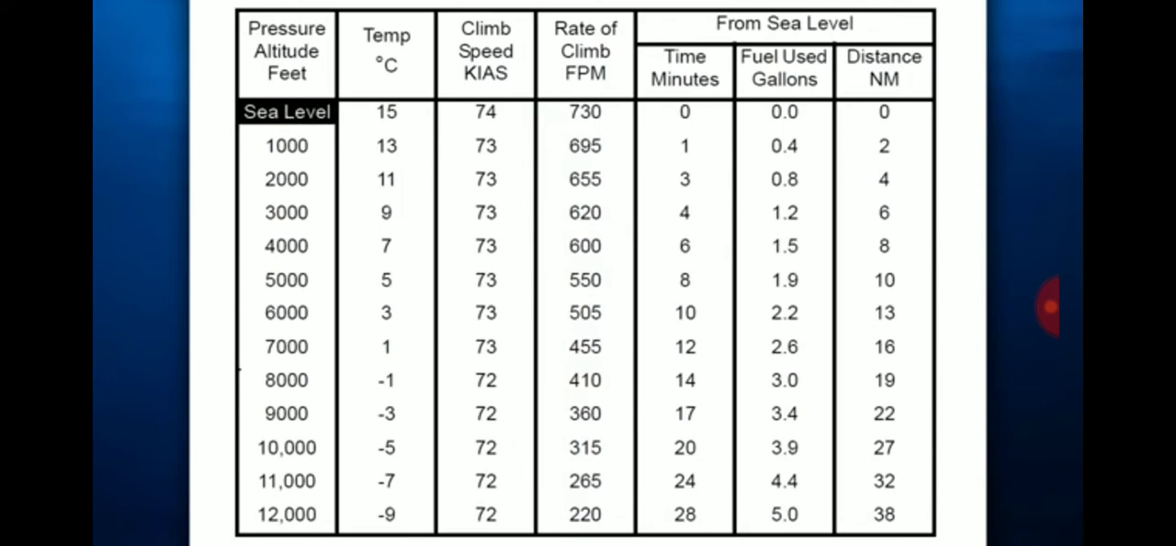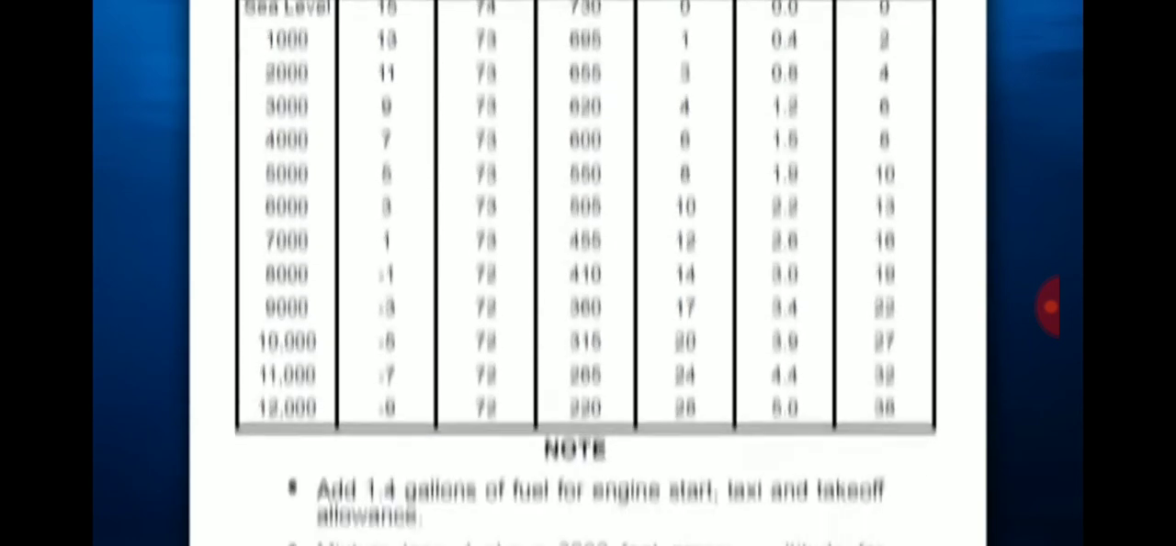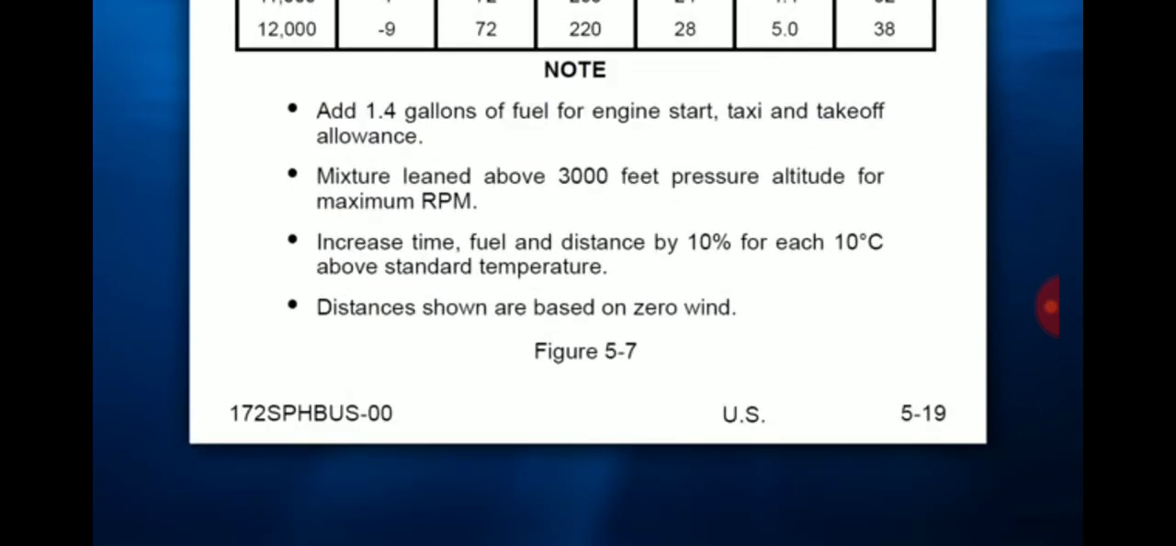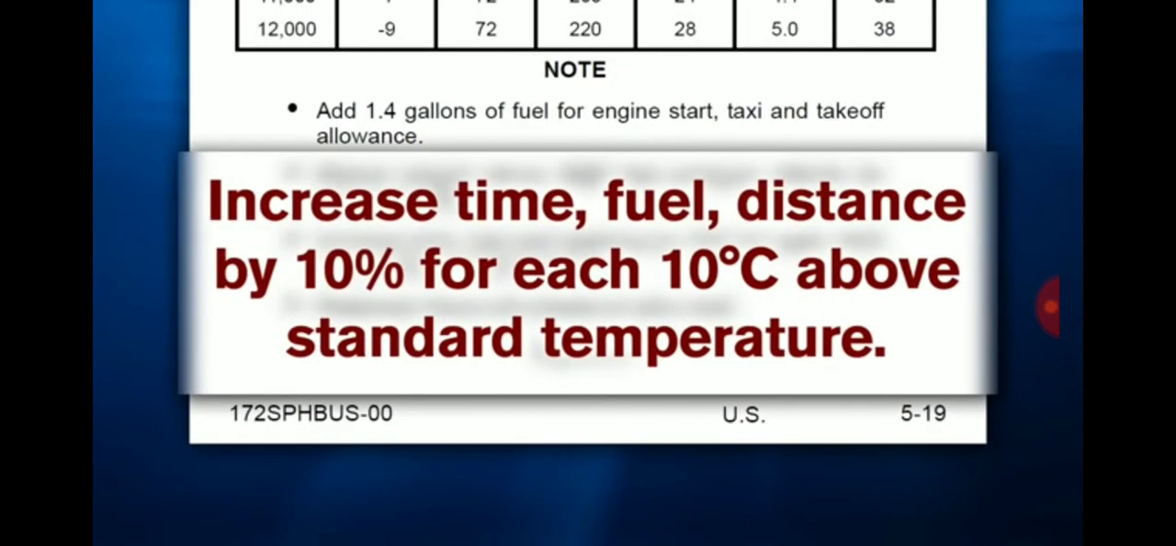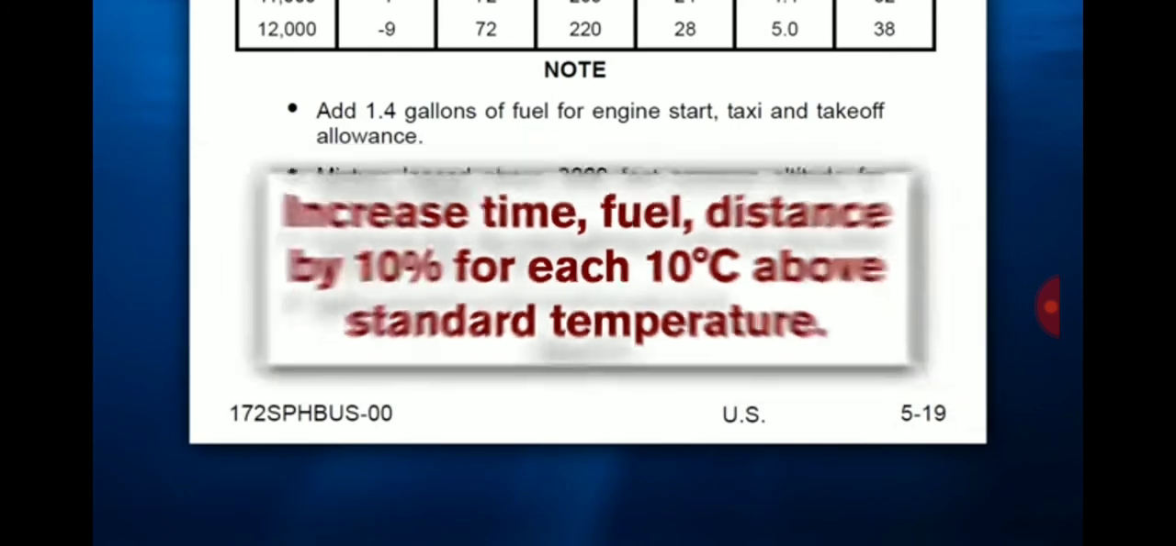So, at sea level, the best rate of climb speed is 74 knots, and the vertical climb rate is 730 feet per minute. At 8,000 feet, the best rate speed lowers to 72, and the climb rate drops to 410 feet per minute. Temperature will also affect these numbers. The note at the bottom of the page states that all time, fuel, and distance numbers increase by 10% for every 10 degrees above the standard temperature.